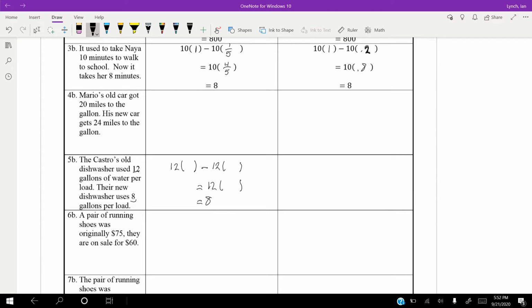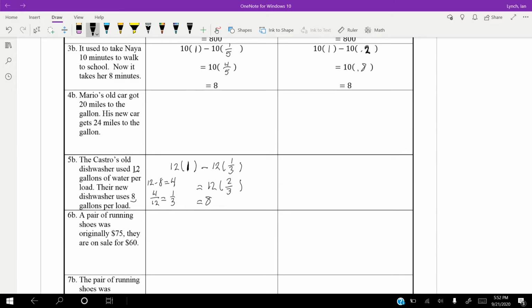So now let's fill this in. We know it's going to be 12 times 1 to begin with, because we had 12 to start. And now our decrease is going to be 4/12, which is 1/3. Right? Because if we look at this, 12 minus 8 gives us our change of 4 gallons. And 4 divided by 12 gets us 1/3. So 1 minus 1/3 gets us 2/3. So we are left with 12 times 2/3, which gives us 8.